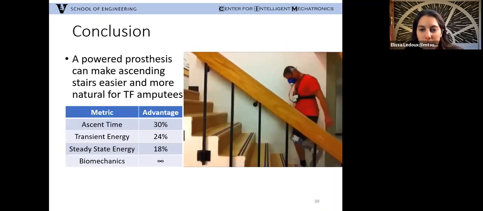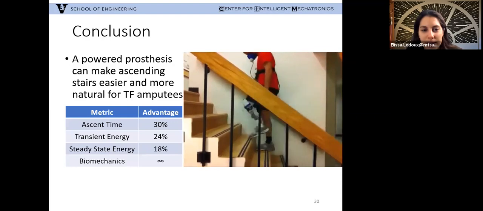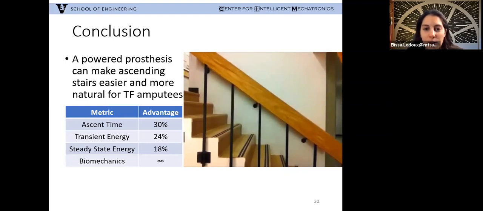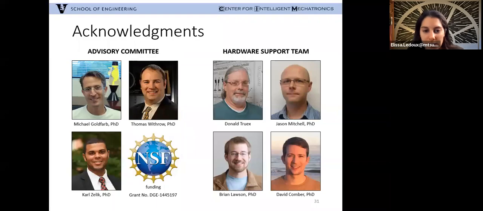So in conclusion, powered prostheses can make ascending stairs easier and more natural for transfemoral amputees. It was faster, it took less energy, and the biomechanics were infinitely better because the passive prosthesis doesn't really move at all. The National Science Foundation supported the research done in this study.